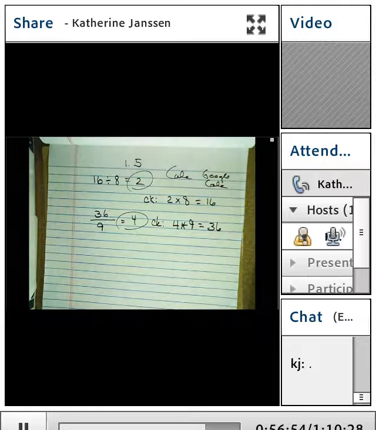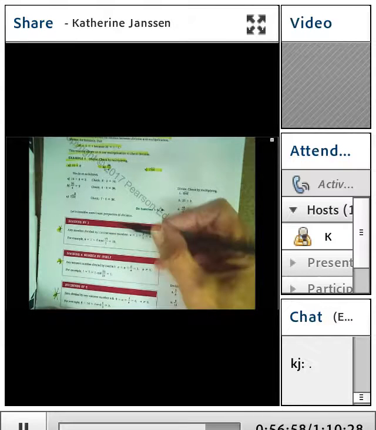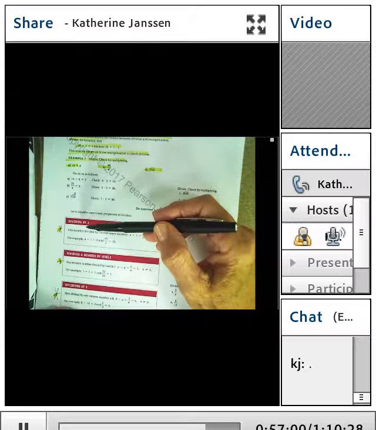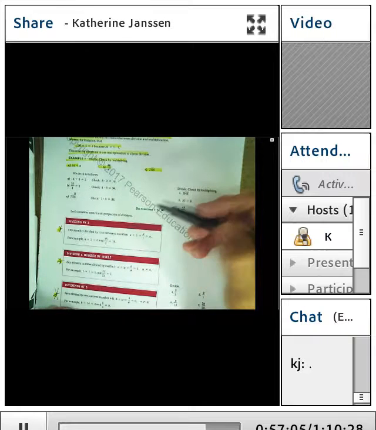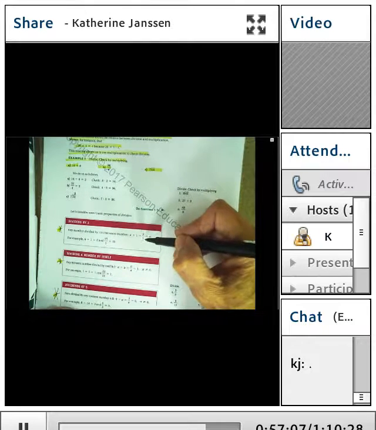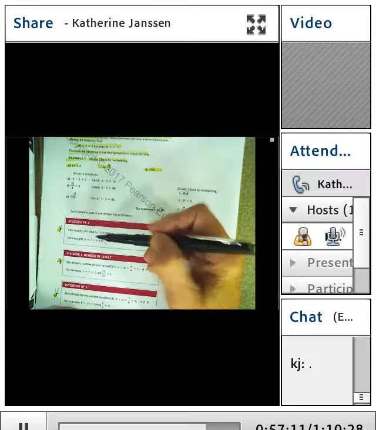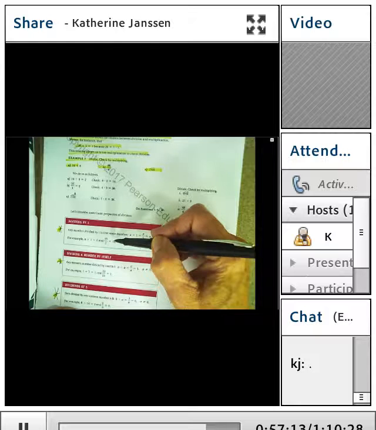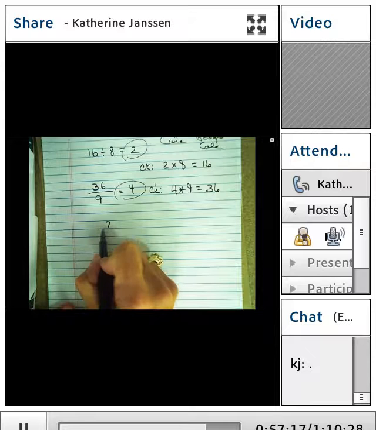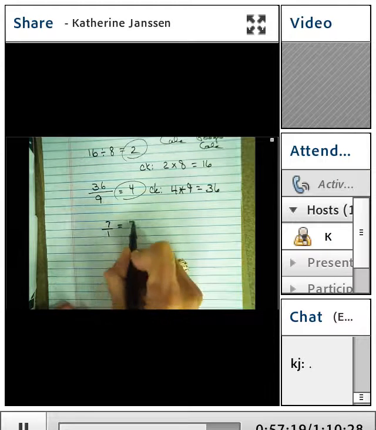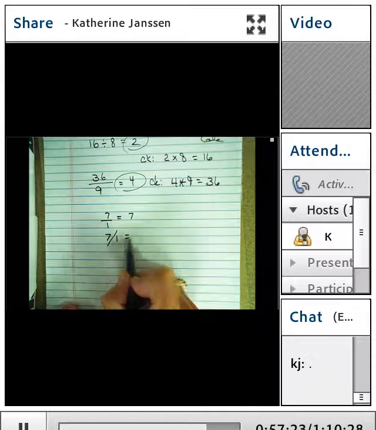Other important information on page 27. Dividing by 1, special cases. Any number divided by 1 is that same number. A divided by 1 is equal to A over 1, which is equal to A. For example, 6 divided by 1 is 6, and 15 over 1 is 15. So 7 over 1 is equal to 7. 7 divided by 1 is equal to 7.